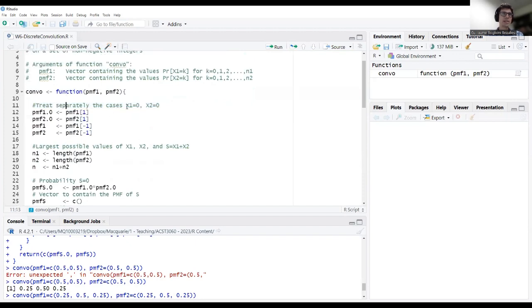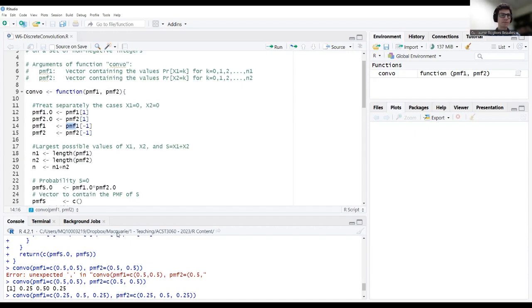I want to deal with the cases x1 equals 0 and x2 equals 0 separately. So now I'll explain why. Here, what I'm doing is saying, okay, the probability x1 is equal to 0, I call this object PMF1[1], is the first argument of the vector I fed my function. And PMF2[1] is an object that is the probability x2 equals 0. Then I'm redefining PMF1 to be PMF1 but minus the first element of that vector.